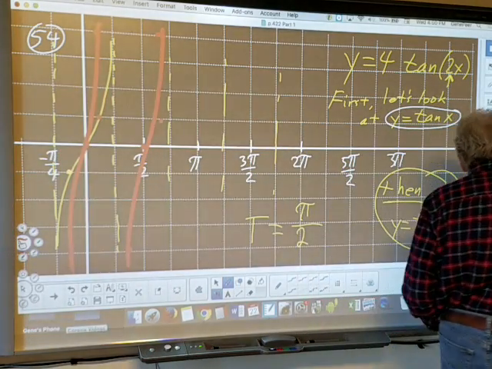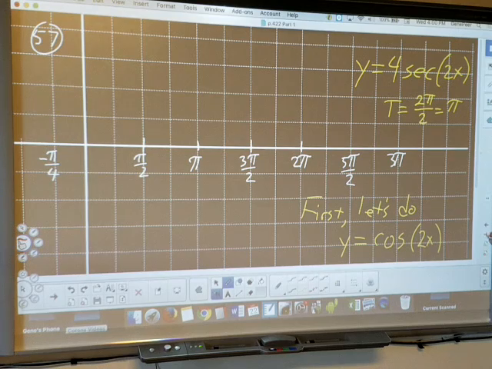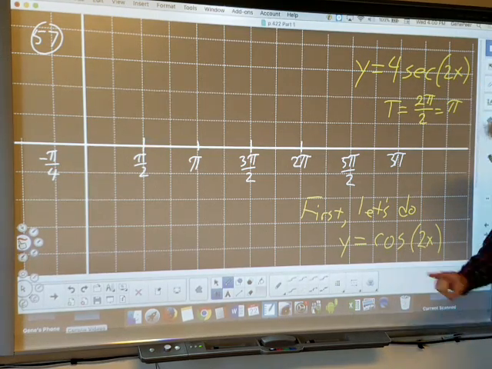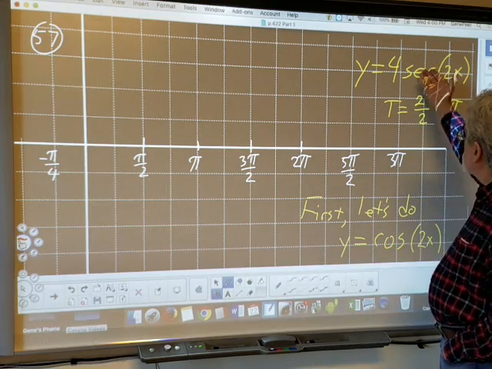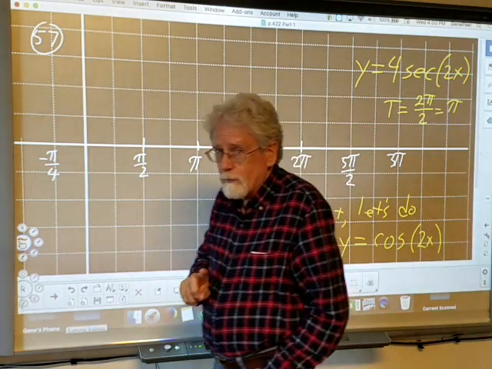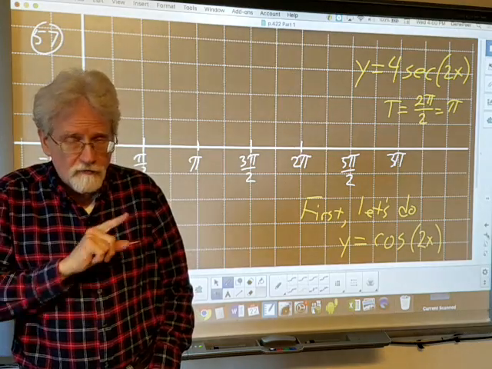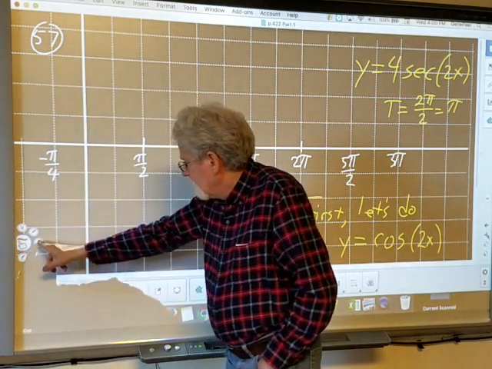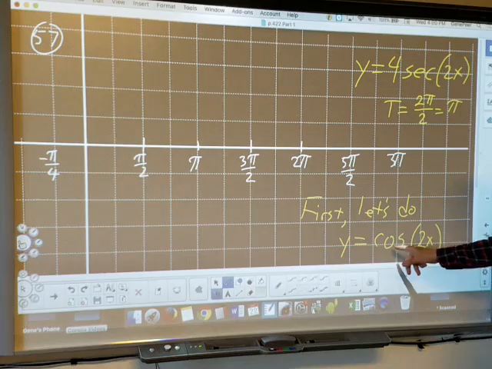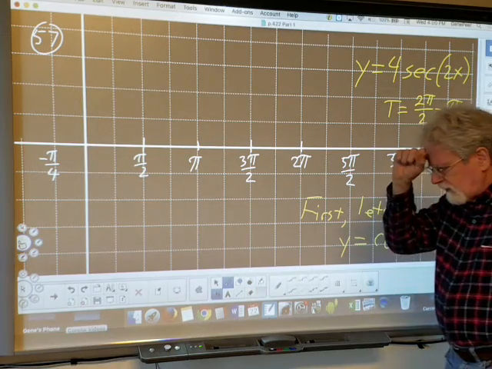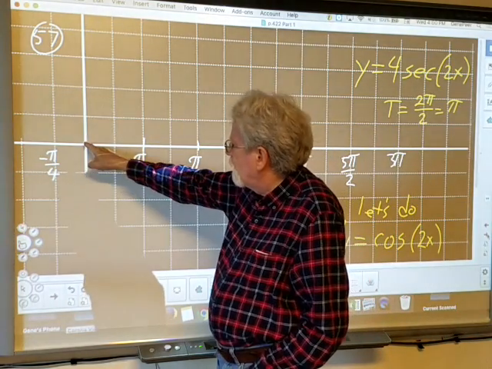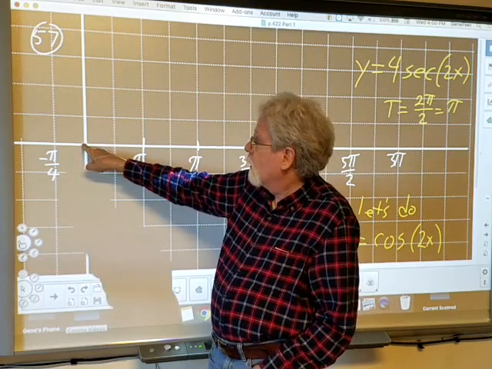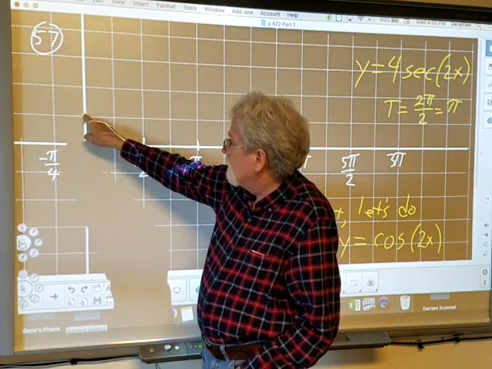Let's go on to the next one. Okay, we're looking at y equals 4 times the secant of 2x. All right, before we do secant of 2x, let's do cosine of 2x, because secant and cosine are reciprocals. That's significant. So, to do cosine of 2x, we know something about cosine. Cosine does not start at 0. Sine starts at 0. Cosine starts at 1 instead.